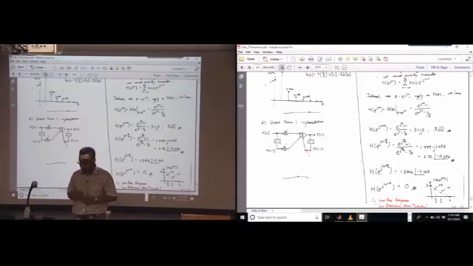Clear? All right, so if in the exam I ask you what kind of filter it is, then you're supposed to plot this and then you will know.